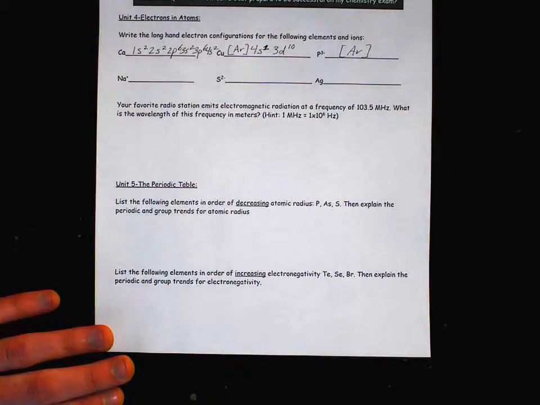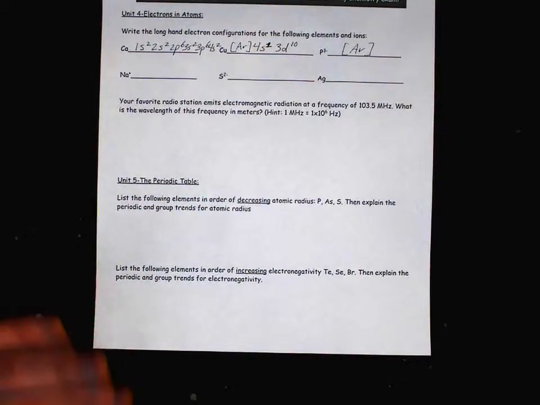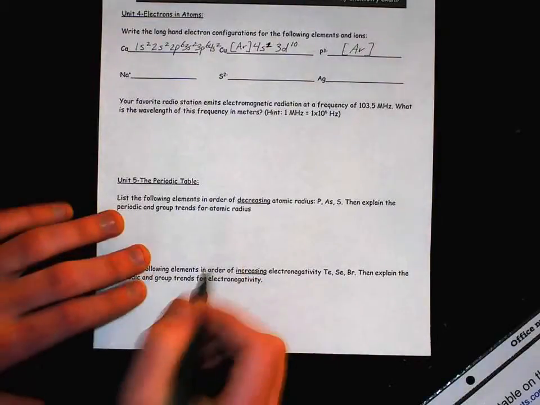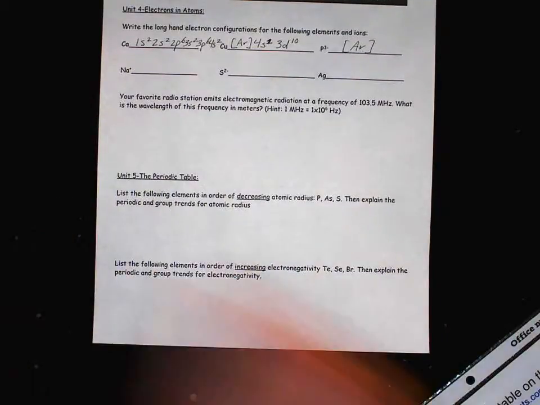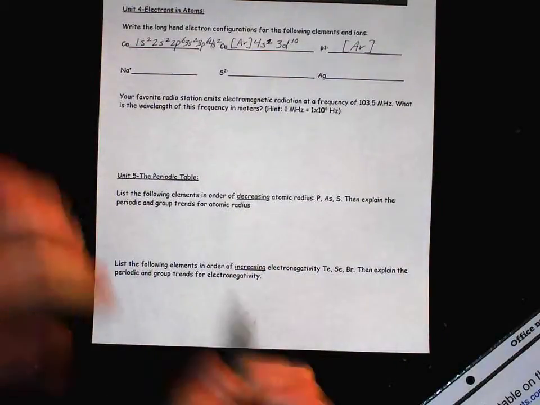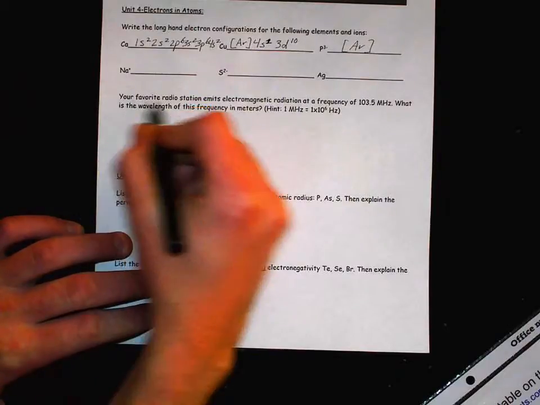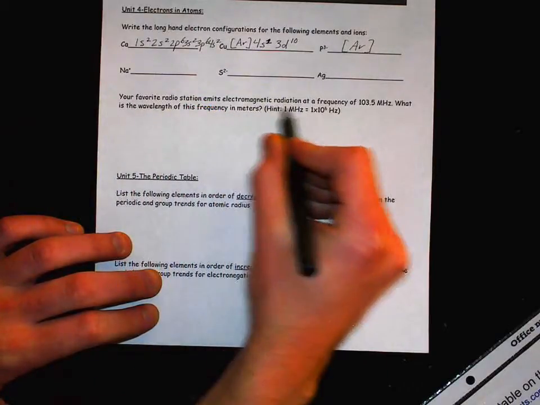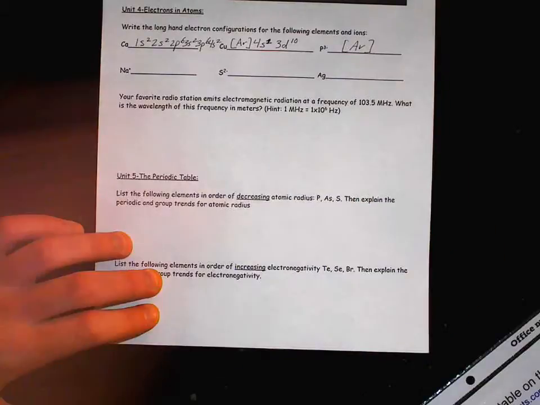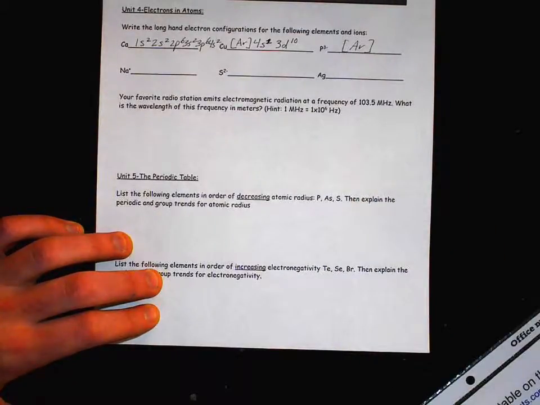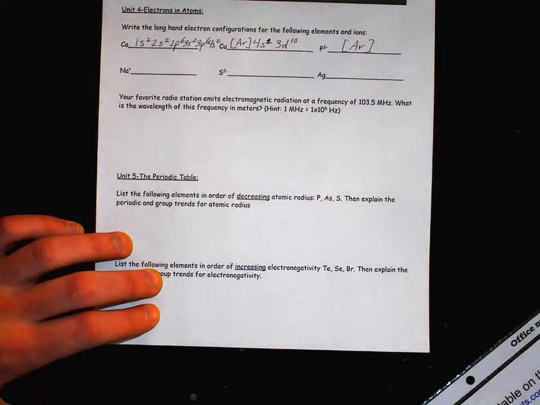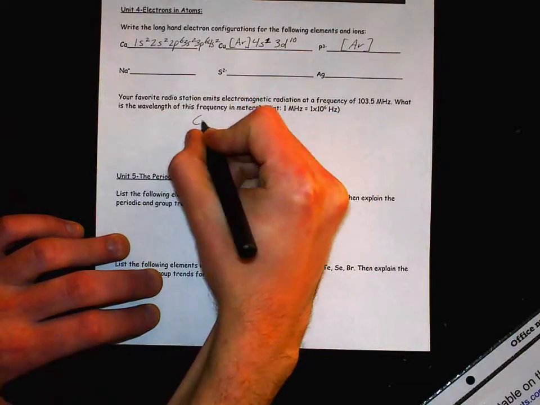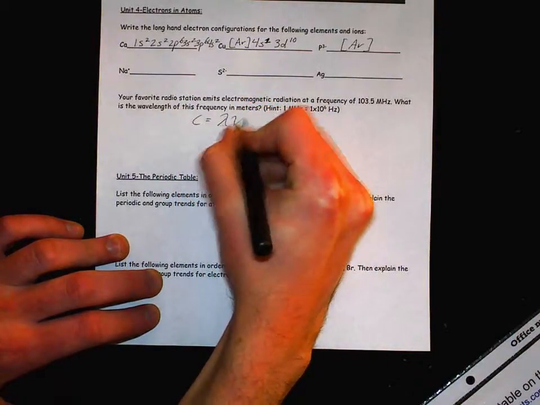So another type of problem that we encountered in Chapter 5, Unit 4, had to do with looking at the frequency and wavelength of light and its relationship to the speed of light. So we're going to take a look at this problem. Your favorite radio station emits electromagnetic radiation at a frequency of 103.5 megahertz. What is the wavelength of this frequency in meters? If you're listening out there, what is this radio station as well? It's kind of fun.